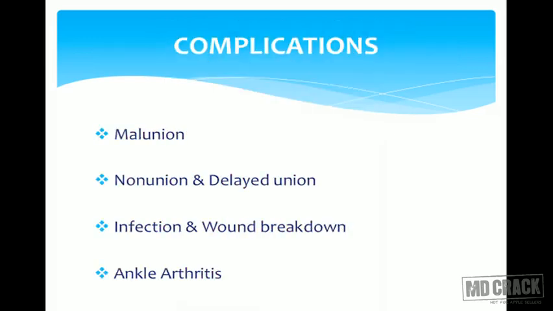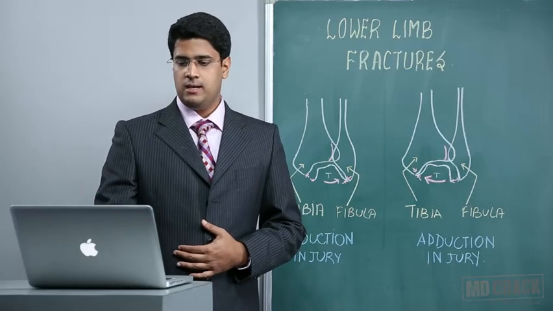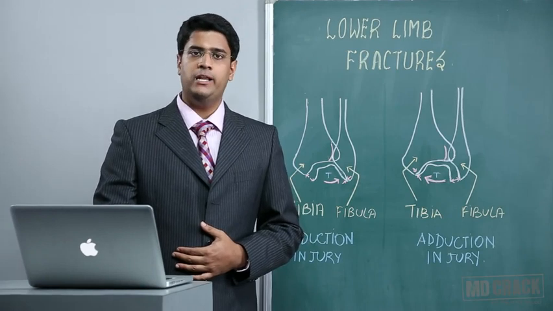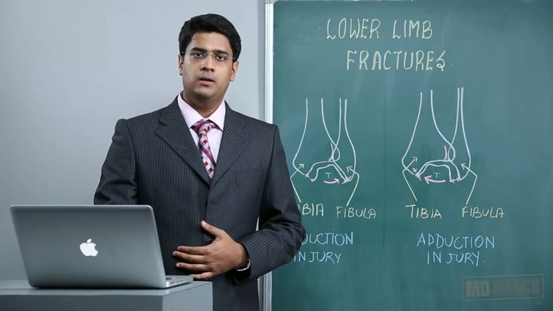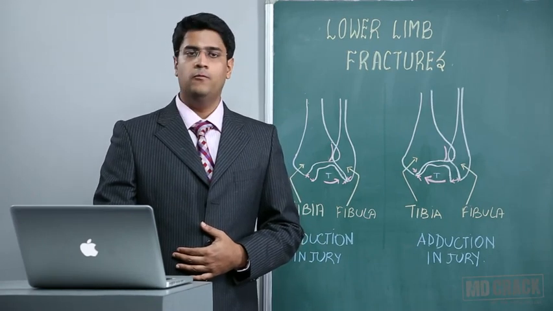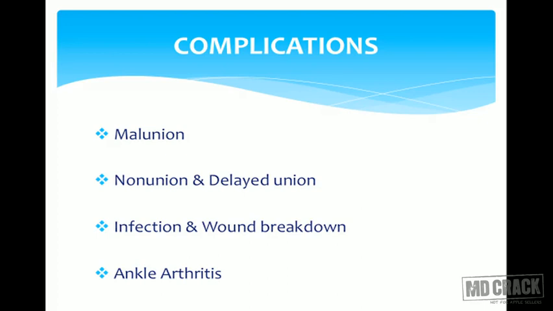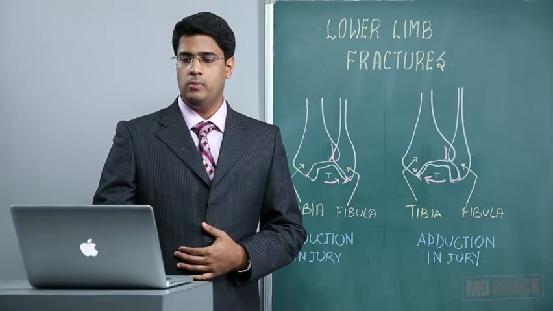Of course, there are complications with these ankle fractures. Most commonly there is malunion, if not treated properly or inadequately treated. Secondly, because of the vascularity and inadequate treatment, you can also get delayed unions as well as non-unions. Infections are always possible if you don't take proper aseptic precautions, or if it's a compound injury and adequate care is not taken. Wound breakdown is also one of the complications. And lastly, if not treated well, ankle arthritis is also very common.